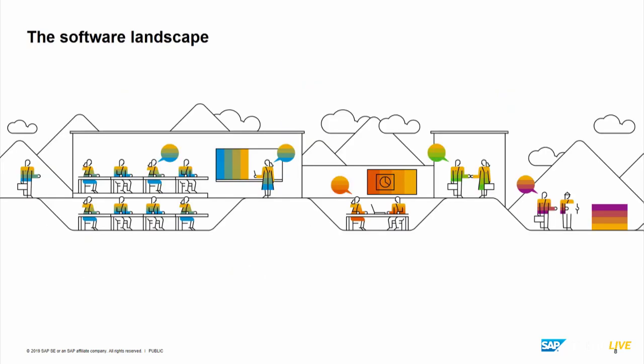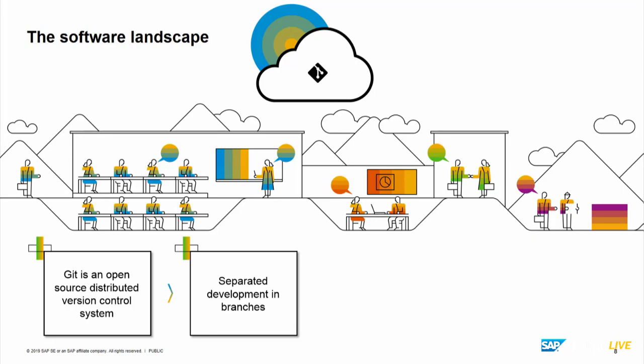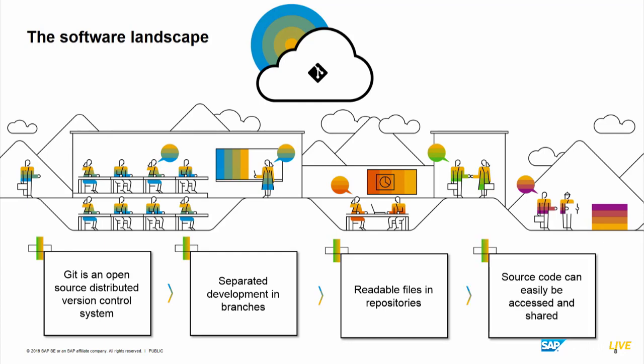So what comes new now? Now we introduce Git with ABAP. Git is an open source distributed version control system, a repository many other programming languages use for storing their code. It separates development in branches, so you can have separate branches for different releases or features or maintenance. It stores readable files in the repository, so you can read them with an editor, and the source code can be easily shared with other developers, open source, and so on.